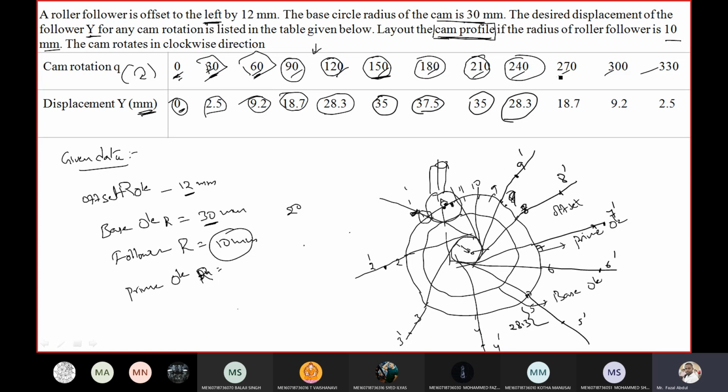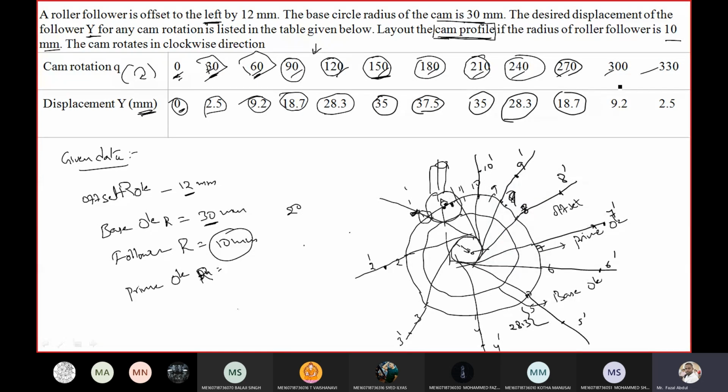Then take the 270 degree line. This is the 270 degree line. Measure 18.7. So this is the 10th point. Shift this 10th point to here as 18.7. So that is the 10 dash.